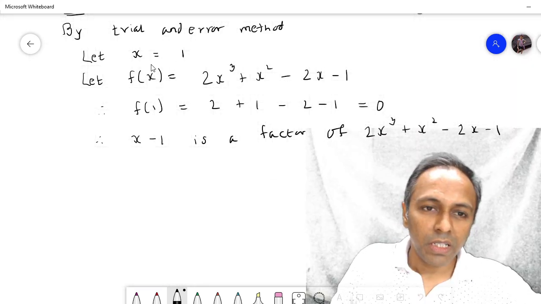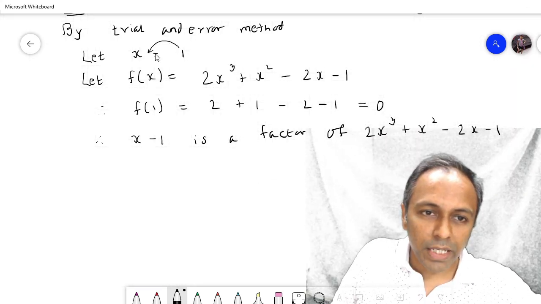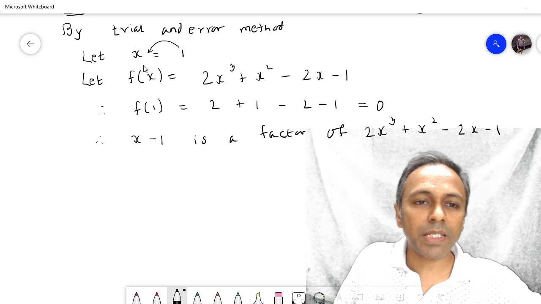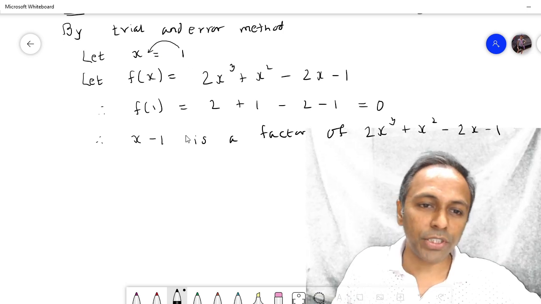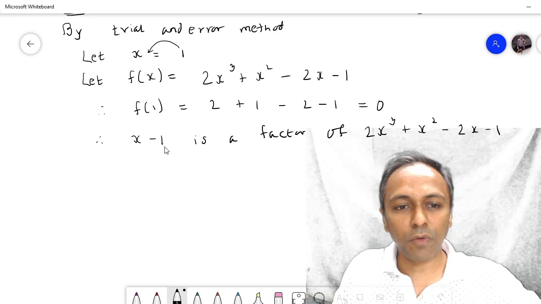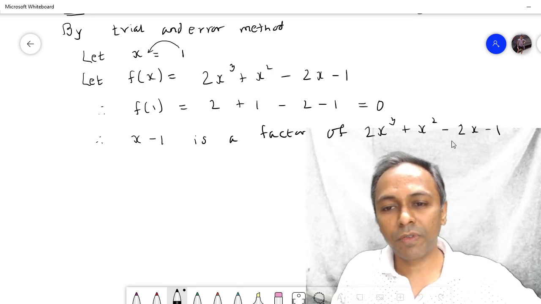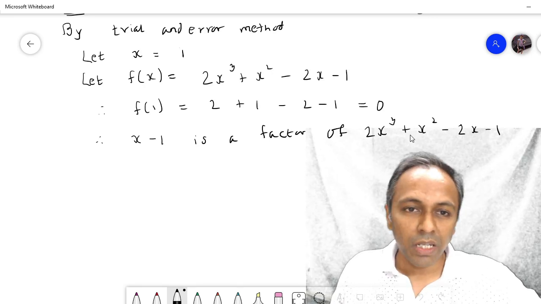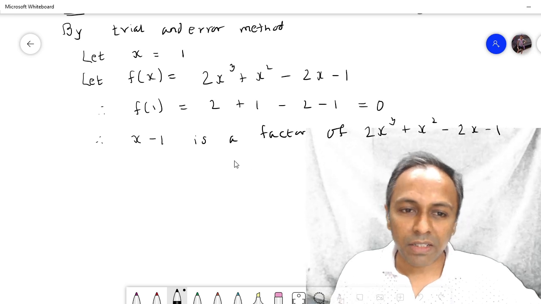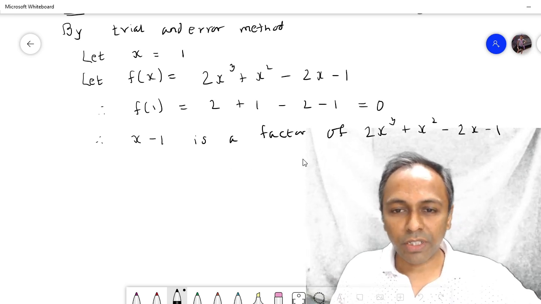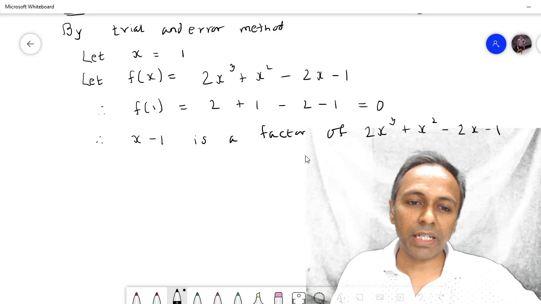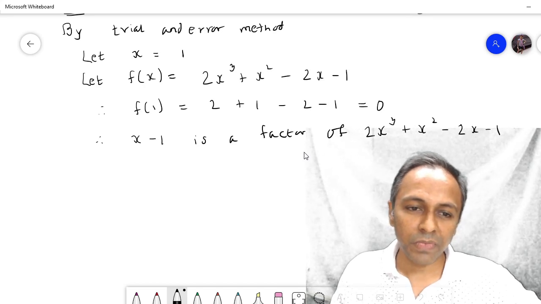One more time, transfer this x on this side, so it will look like x minus 1 equal to 0. Do not mention equal to 0, right? Therefore x minus 1 is a factor of the question. But getting this factor alone is not sufficient. You have to even get the solving part done.